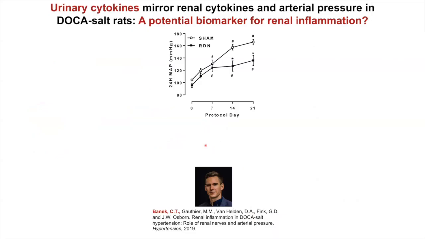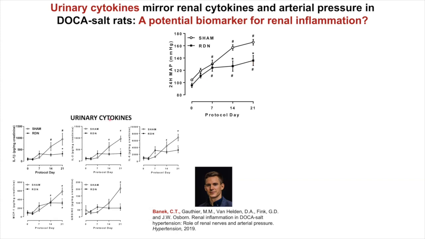So Chris went on to do another study. The question came up, can we measure these cytokines in the urine as a biomarker for cytokines that may be activating the sensory nerves? So this is a study in normotensive, or not hypertensive, animals that had intact renal nerves, or Chris did total renal denervation before. And again, we attenuate the hypertension by about 50%.